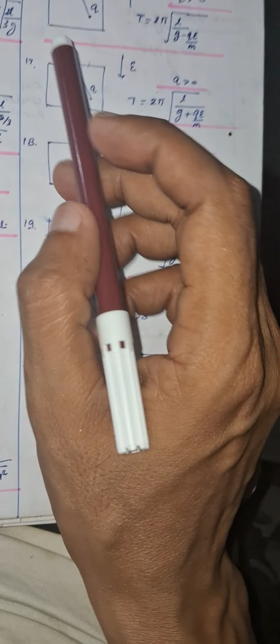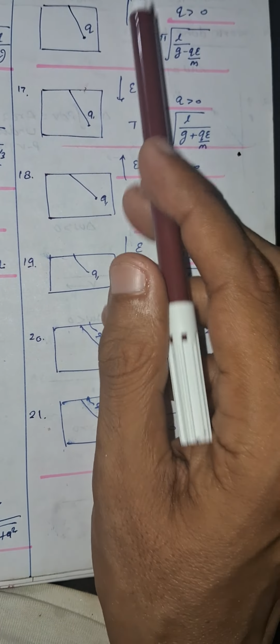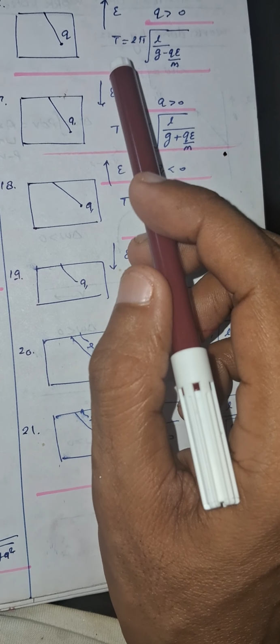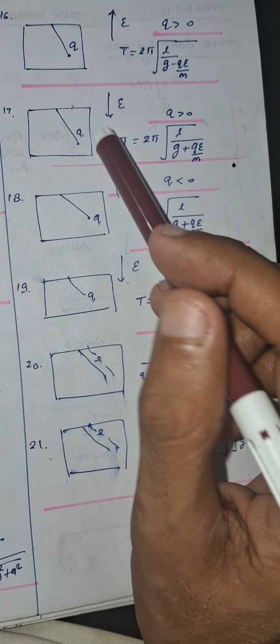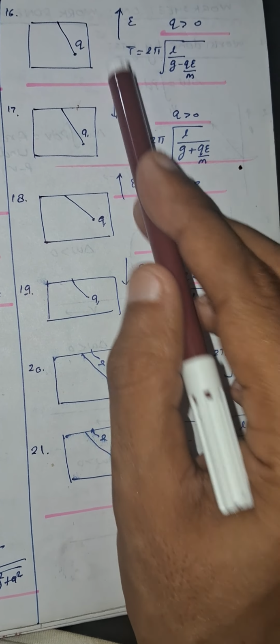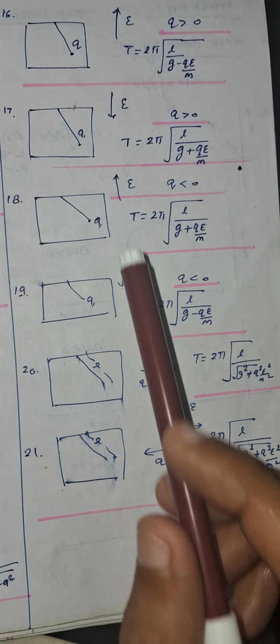Then we have a case of lift in which a charge Q is placed and electric field is present in space. In first case, electric field is vertically upward. So because it is vertically upward, force will be QE upward, mg downward, and the downward net force will be mg minus QE. So G effective here will be G minus QE by m. So from here we can calculate the time period.